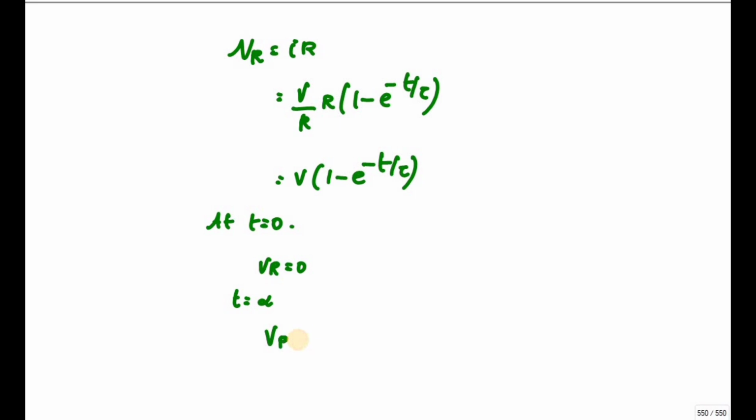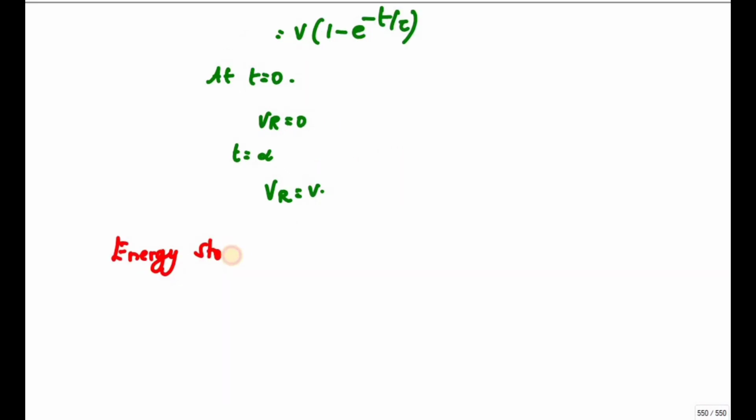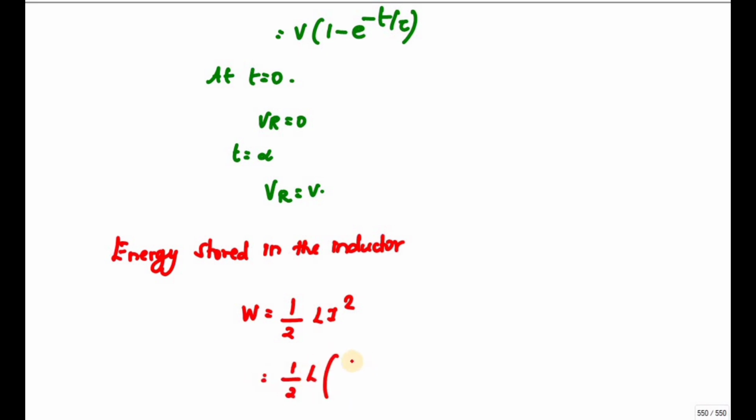Next, they have asked to find the energy that is stored in the inductor. So W is equal to 1 by 2 into L into I square. I am going to substitute I as V divided by R into (1 minus e power minus t divided by tau) the whole square.